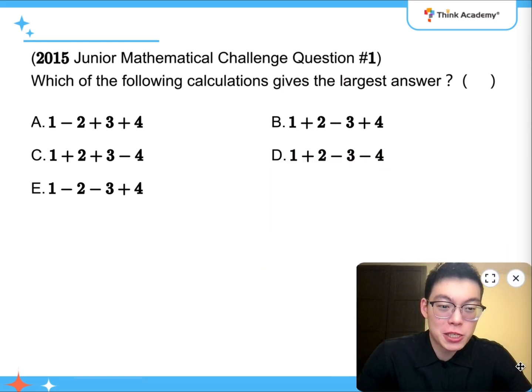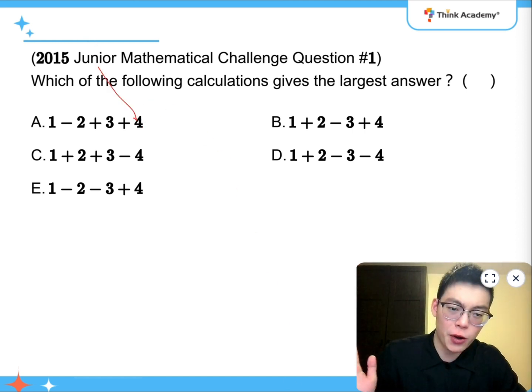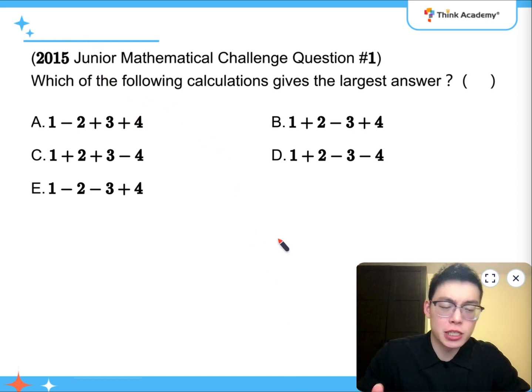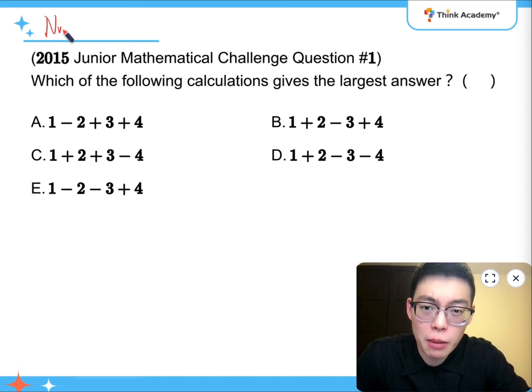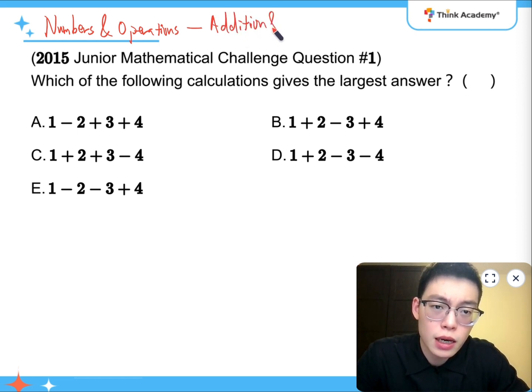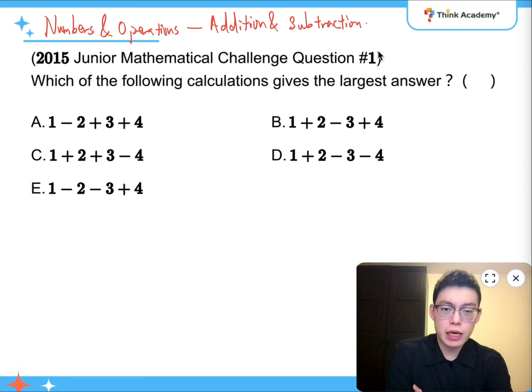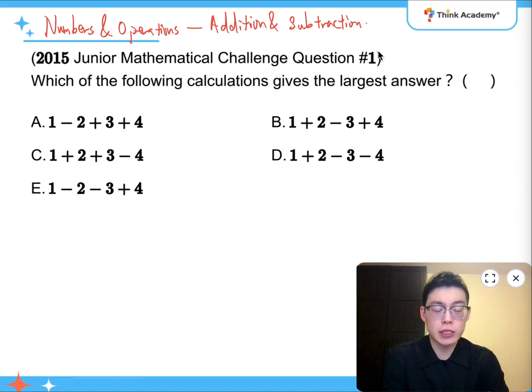So this is question 1. Wow. So definitely this question 1, well, if you have been following my sessions, you will see that this is got to be a numbers and operations question. And let's say it's about the addition and subtraction, all right? It's asking you which of these following calculation gives the largest number or the largest answer.